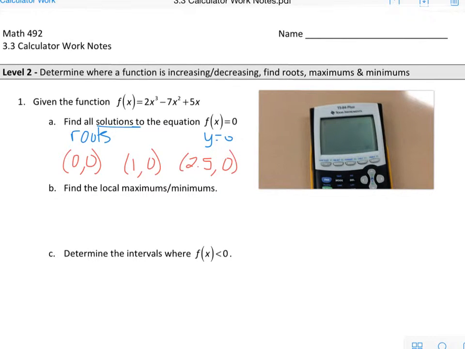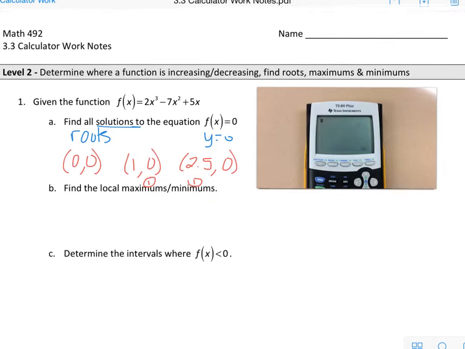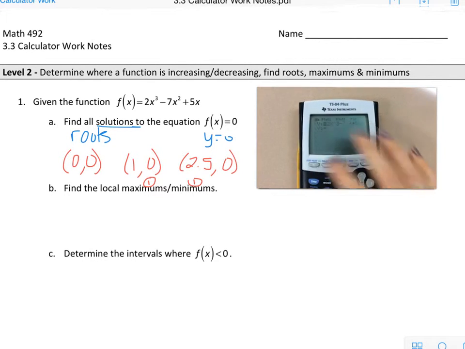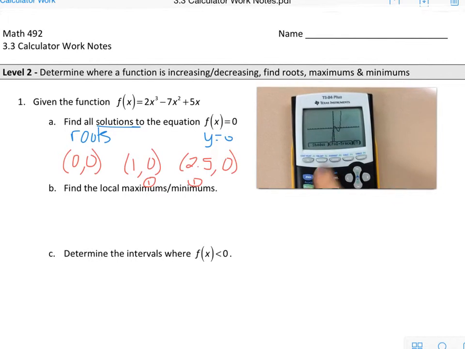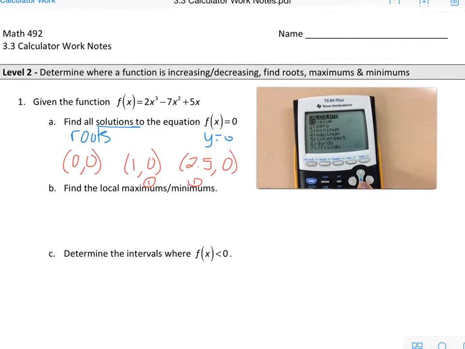Now the next part, we're going to take a look at the local maximums and minimums. Now based on our graph, we saw that we're going to have one maximum and one minimum. So now taking a look at our graph again, we're going to calculate both the max and the min here. So we're going to press second, calculate. First we're going to do the maximum.